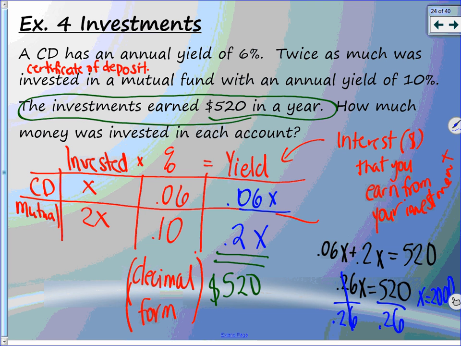X is 2,000. So how much was invested in each account? Now I can answer my question. 2,000 was invested in the CD because the CD was X. And then the mutual fund was 2X. So for the mutual fund, I have to double that.